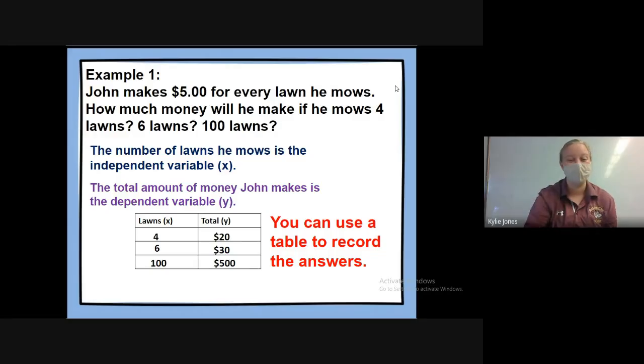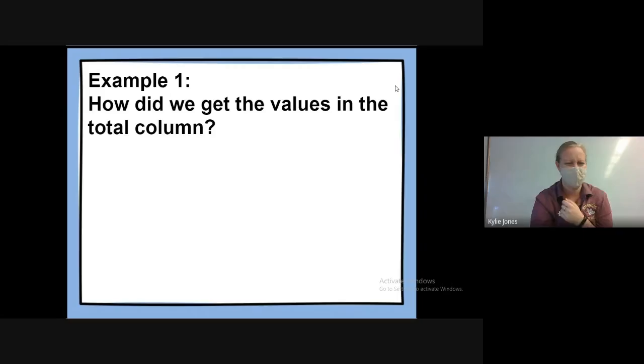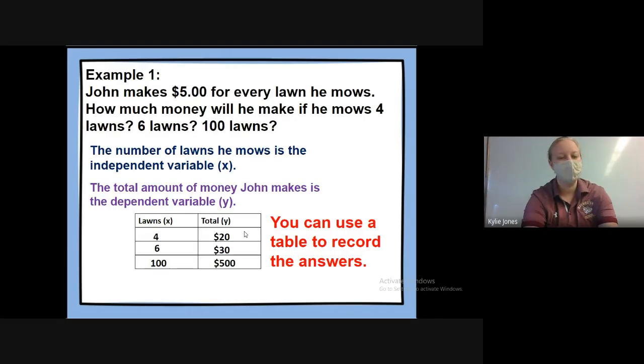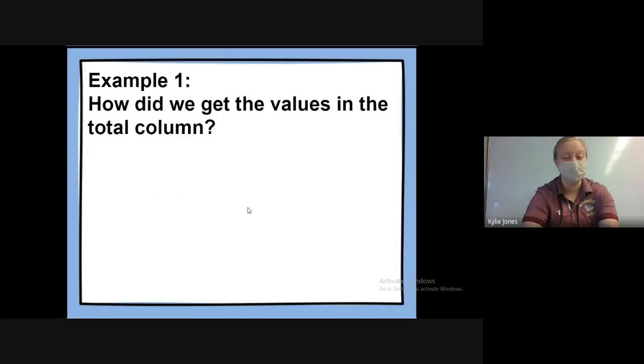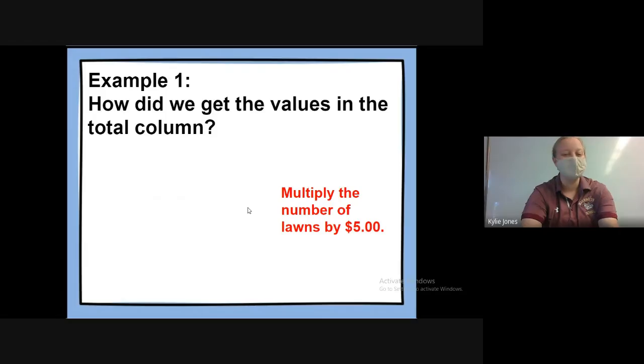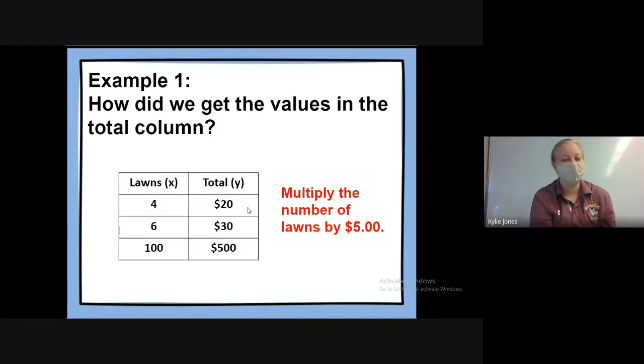Anyway, do you see how the table comes in right there? We took the amount of lawns, multiplied it, and we have a table. Okay, let's try another one. Example number 1 again asks us, how did we get the values in the total column? How did we get the $20, $30, and $500? We took the number of lawns and multiplied it by $5. That's how we got 20, 30, and 500.